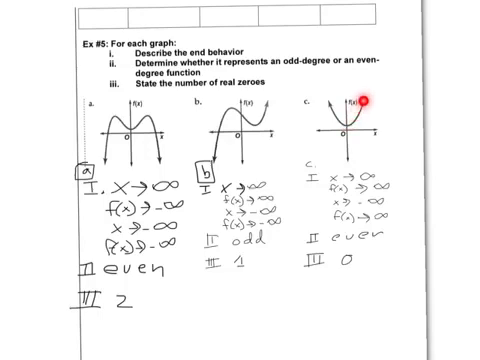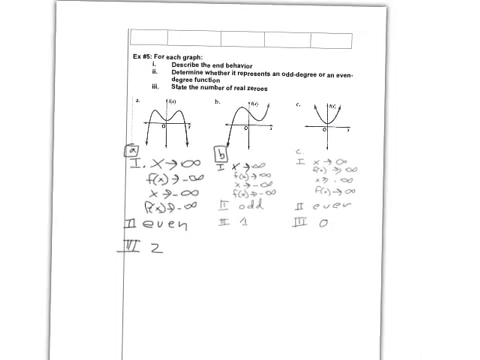Here, as x goes to the right to positive infinity, f of x goes up to positive infinity as well. And as x goes to negative infinity to the left, f of x goes up to positive infinity. It's an even degree because they're both going up toward the same direction. And there's 0 real zeros because it never actually crosses the x-axis. All right, that's it for 7-1.